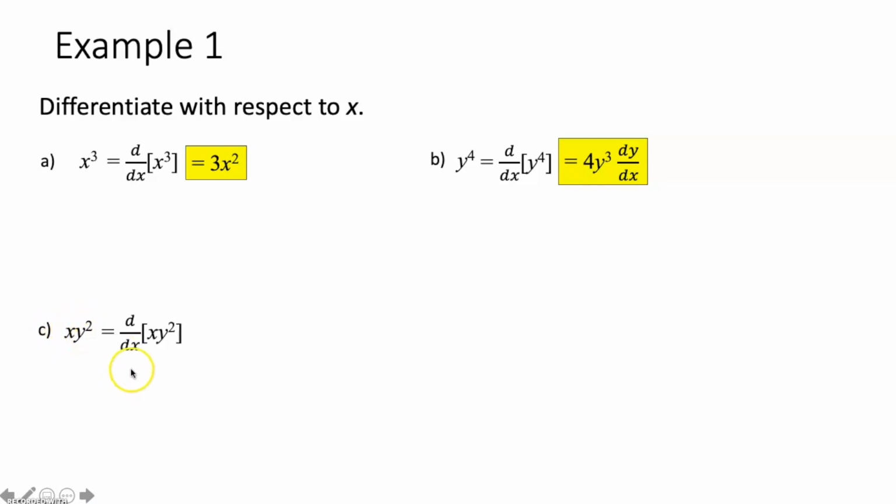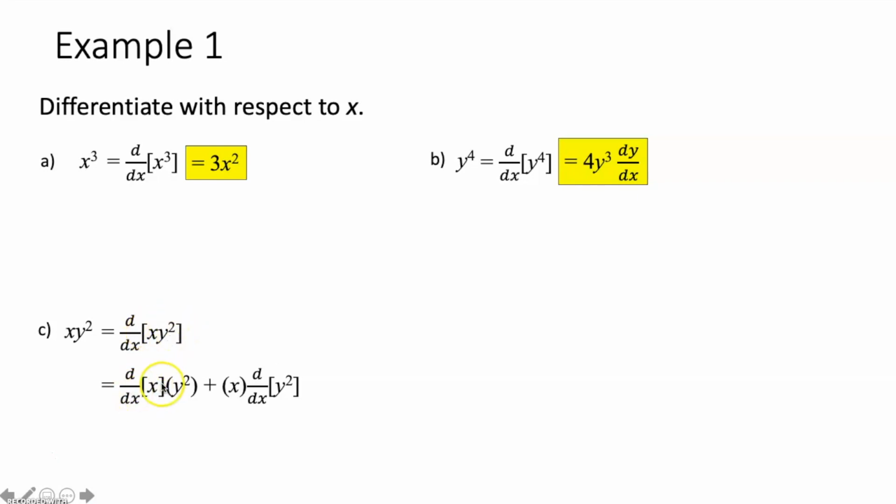Part C, doing the same thing, except this time we have x times y squared. So if we're taking the derivative of this with respect to x, we're going to need to use the product rule, because we actually have two functions being multiplied together, x and y to the second power. When we're taking the derivative of two things being multiplied together, we use the product rule, which is derivative of the first times the second, plus first times derivative of the second.